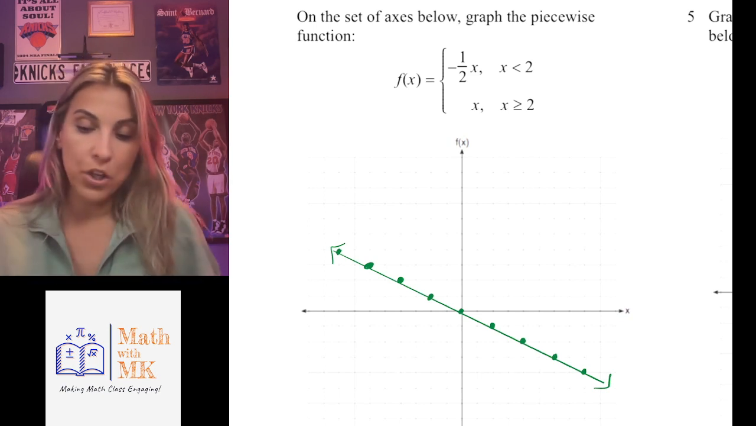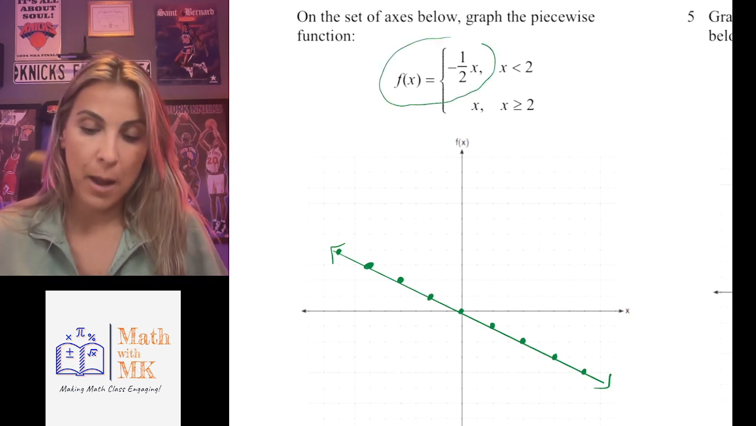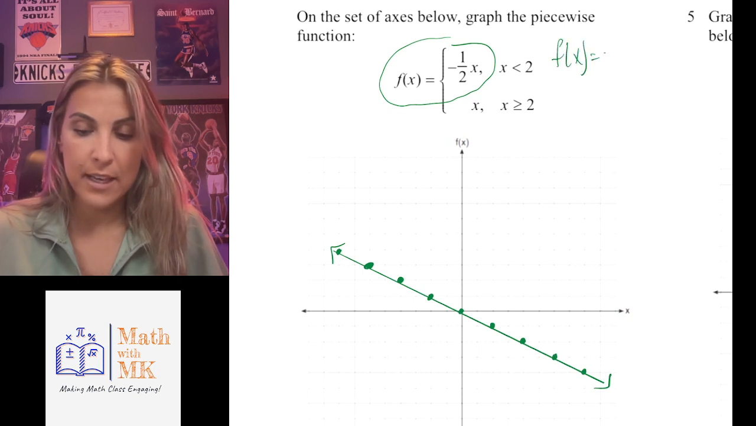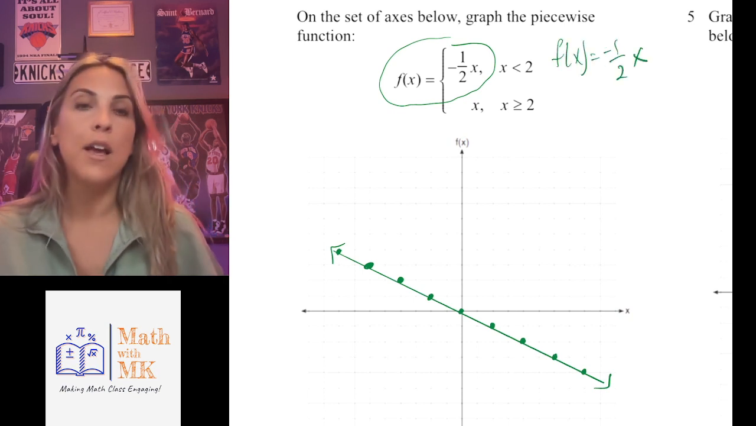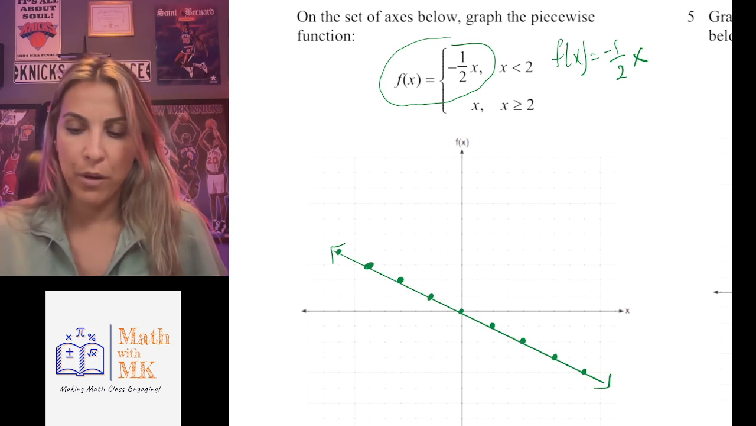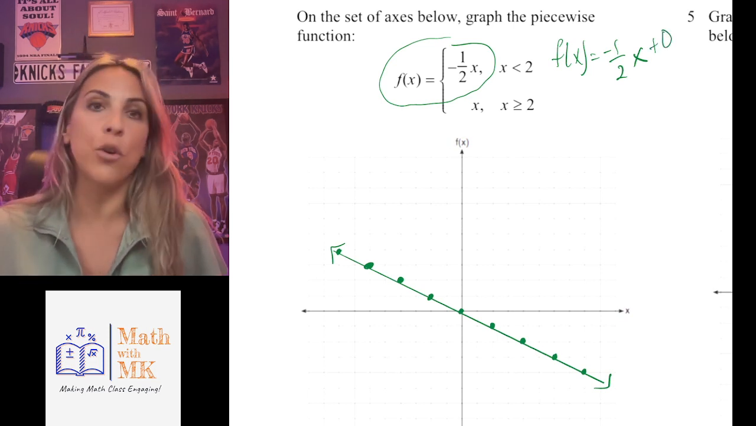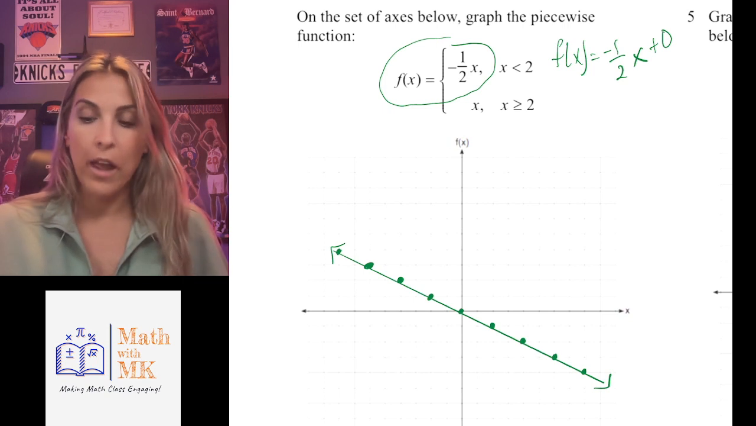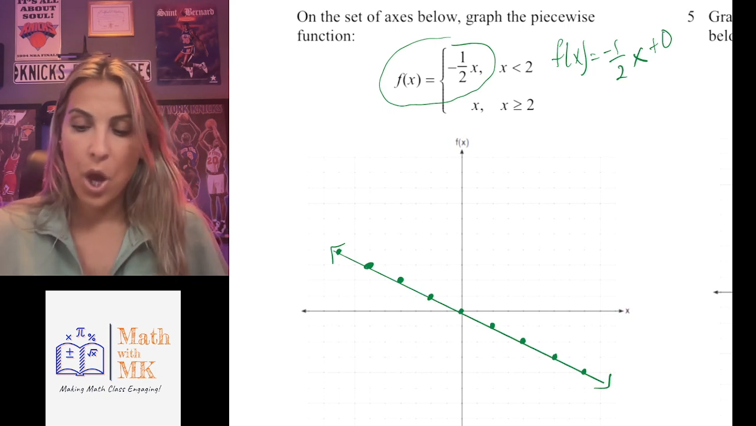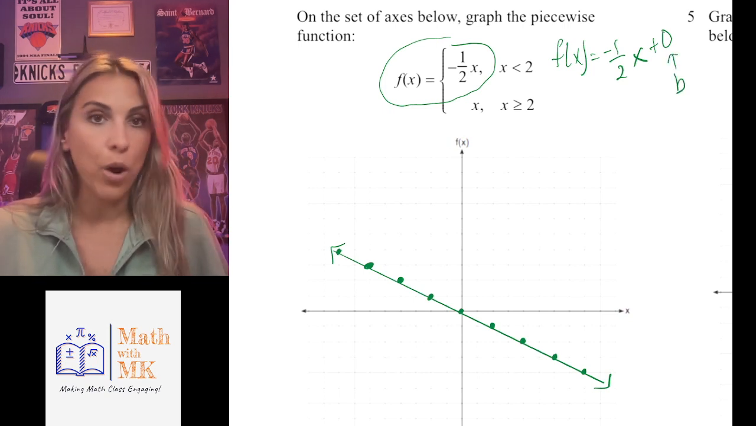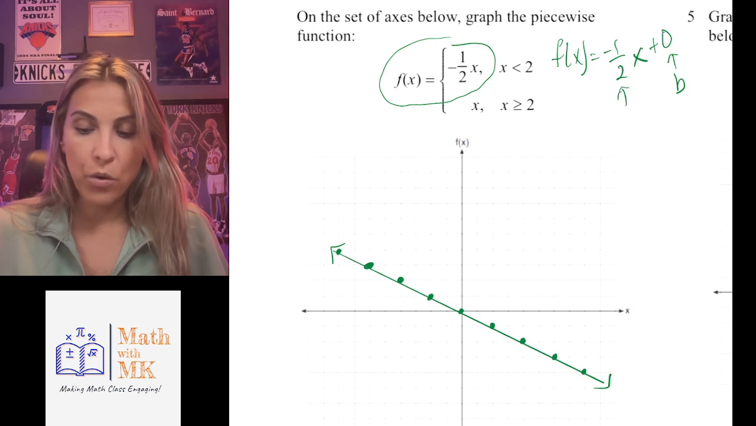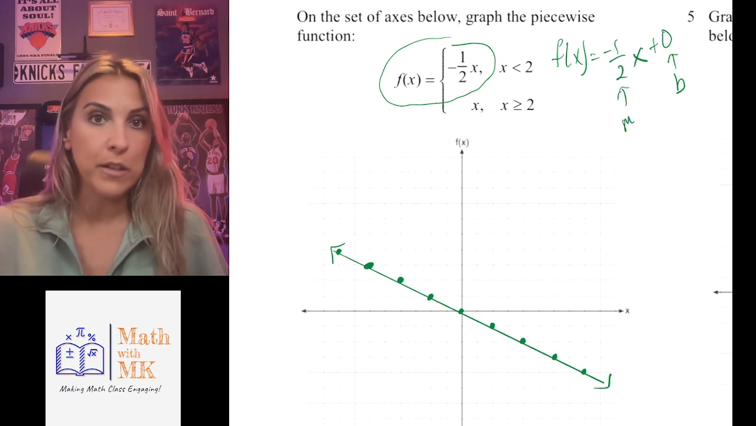So the first thing I'm going to do is graph this top part right here. Part of our function is f of x equals negative 1/2 x. So that's a linear function. I'm going to rewrite it as negative 1/2 x plus 0 so it's easy to see what our m and b are. If you recall from graphing lines, we're going to start at our b value, our y-intercept, and then use our slope, our rise over run, to build our line.